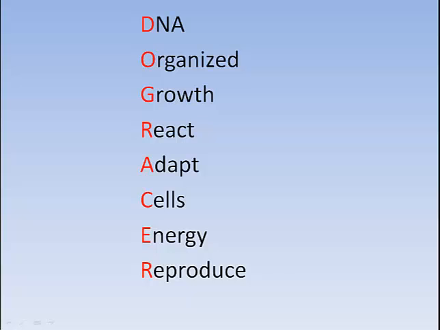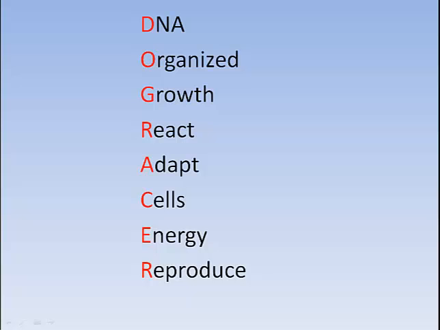There are things that aren't living that are organized, that grow, that may reproduce, but are not alive. And you say, what in the heck could that be? Well, how about crystals? Crystals are organized, they grow, and other crystals can sprout from a crystal, so they show some of the characteristics of DOGRACER, but a crystal is not alive. So to be alive, you have to have every one of these characteristics. If even one of them is missing, it's not alive.